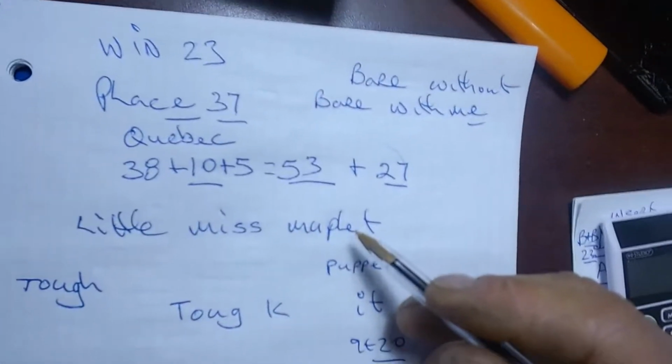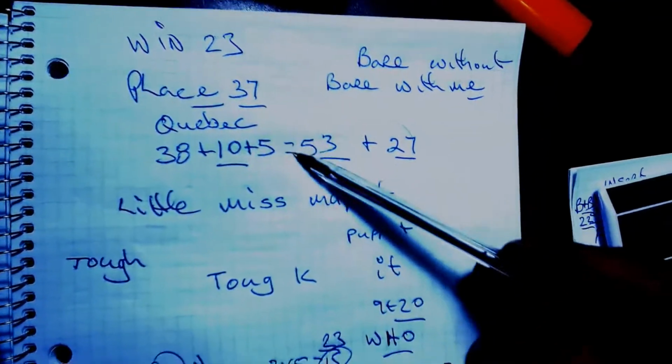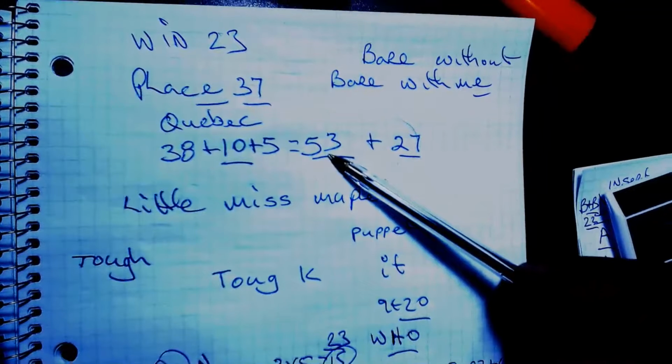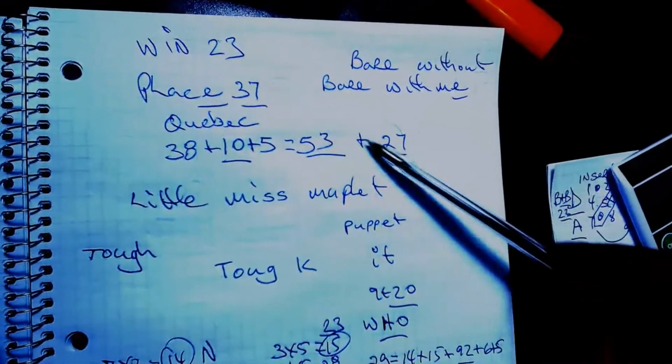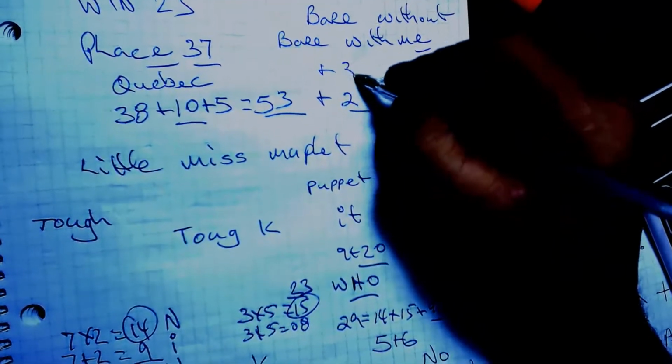So they break apart and come together, these two. Sorry, my camera wasn't showing it. Sorry about that. Place is number 37. Quebec is number 53. To create 23, it's 27. To create 37, you'll use number 31.